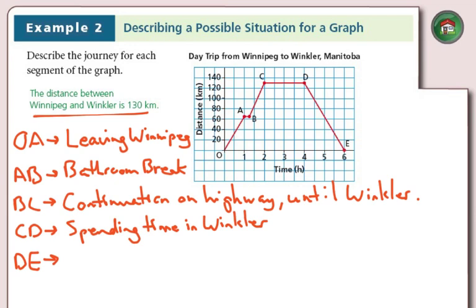Lastly, D to E, now the distance is going from 130 down to 0, so this would be when we're going back home to Winnipeg.